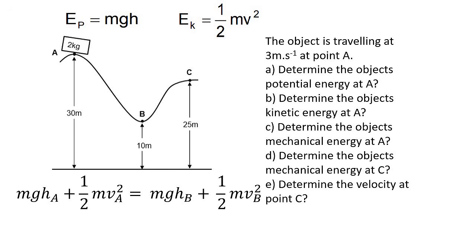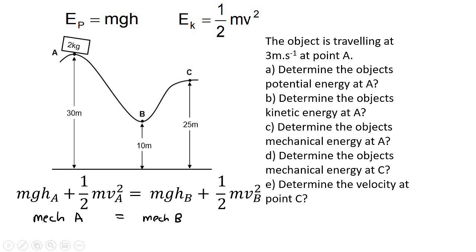Now, I've got all the formulas that we know about now. So we know that there's potential energy, which is mgh. There's kinetic energy, which is a half mv squared. We also know that when you add these two together, that is the mechanical energy. So we're saying that the mechanical energy at point A is the same as mechanical energy at point B.